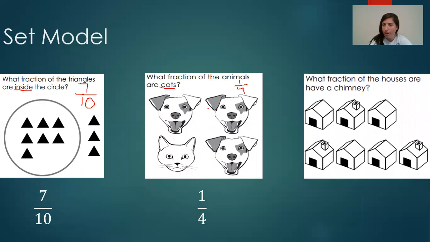Last one, what fraction of the houses have a chimney? So these are the chimneys on these little houses. Again, we're going to start with our denominator. Again, if you want to pause the video right now, see if you can figure this one out on your own, go ahead. We're going to count up the total number of houses. 1, 2, 3, 4, 5, 6, 7. 7 houses. Okay. And then the chimneys, there are 3 houses that have chimneys on them, making our fraction 3/7.